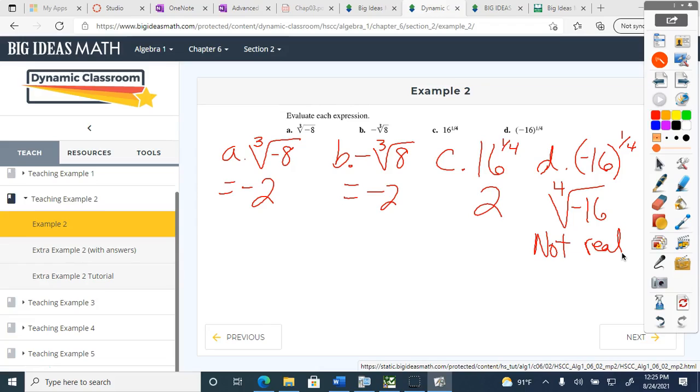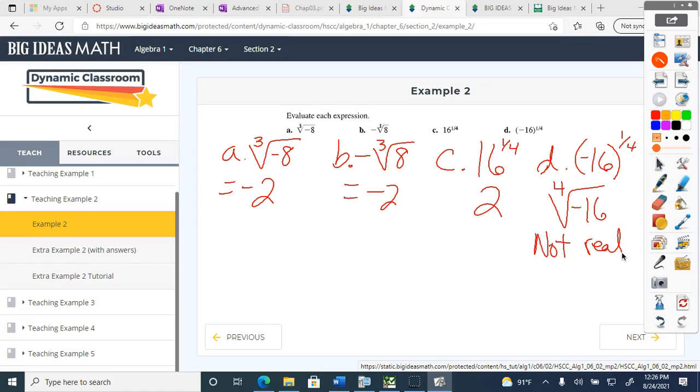And here's why. I'm multiplying something by itself 4 times, right? So if the number's positive, and I multiply a positive number 4 times, my answer is going to be what? Positive. If I take a negative number and multiply it by itself 4 times, my answer is still going to be positive. The only way to get a negative is if I multiply something an odd number of times. Because if I'm multiplying it an even number of times, I'm always going to end up with a positive number. Is that making sense?